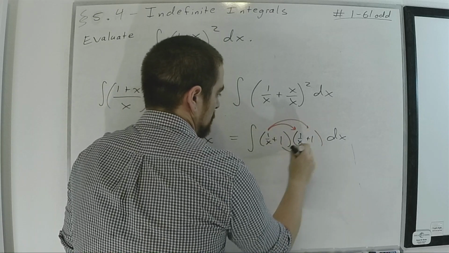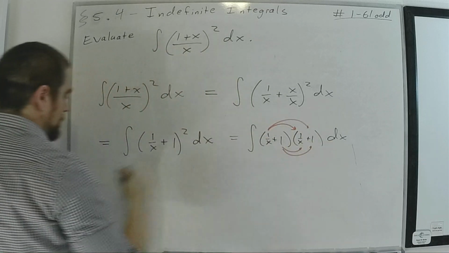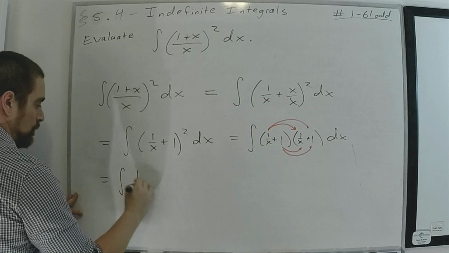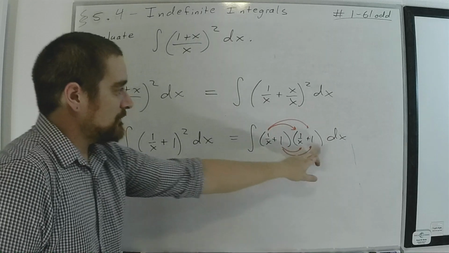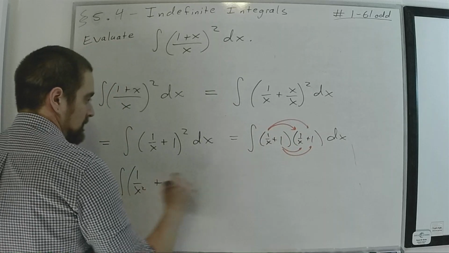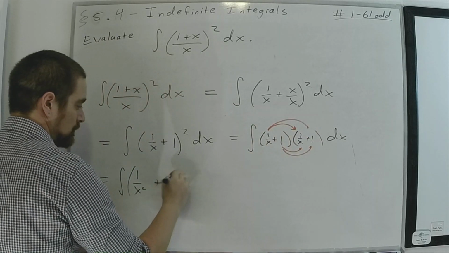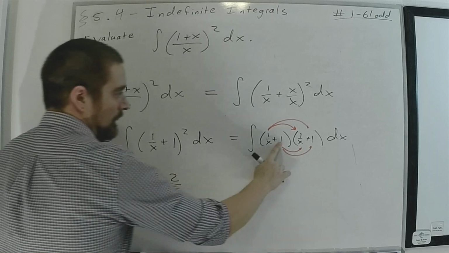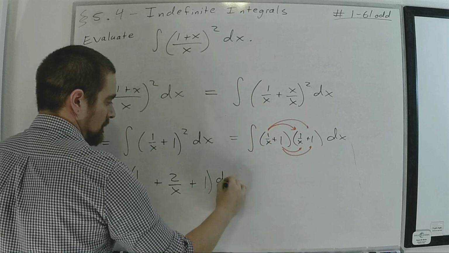I'll be explicit with some arrows here. 1 over x times 1 over x. Well, that means I get 1 over x squared. 1 over x times 1, well, there's 1 over x. But then my inner term is 1 over x times 1. There's another 1 over x, so I have 2 over x. Last times the last, 1 times 1 is 1. That's some hard stuff there, right?